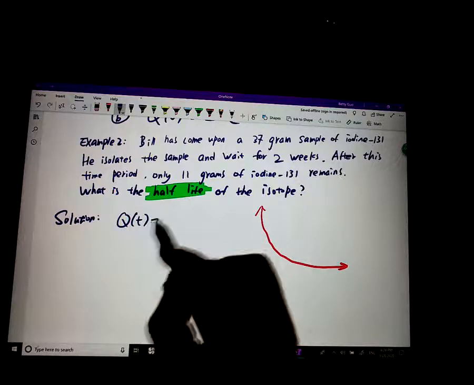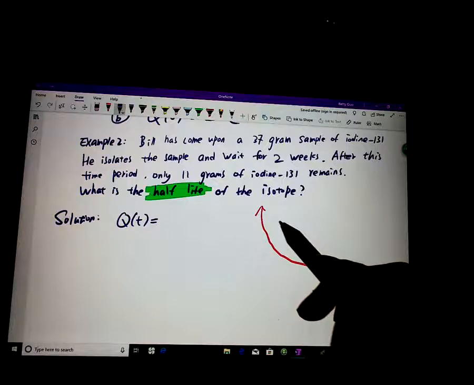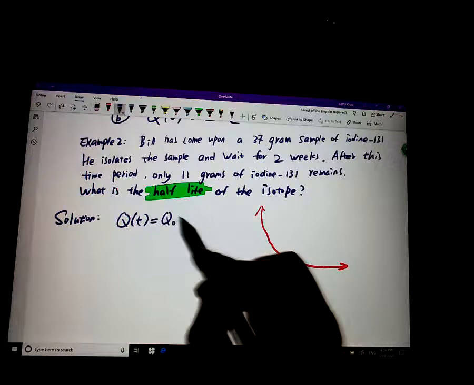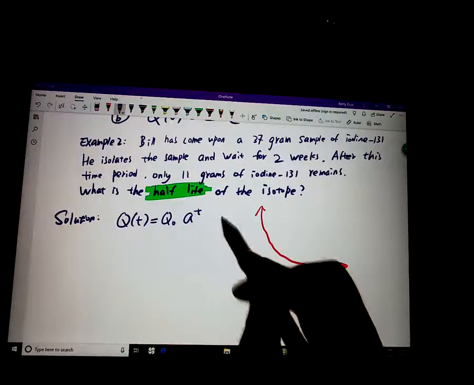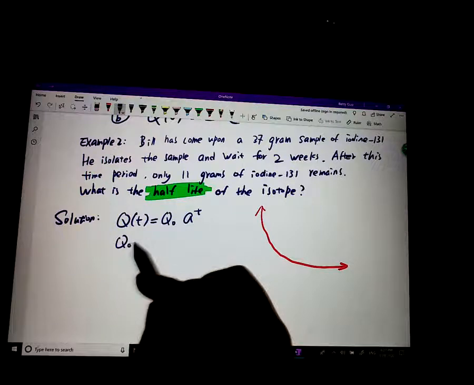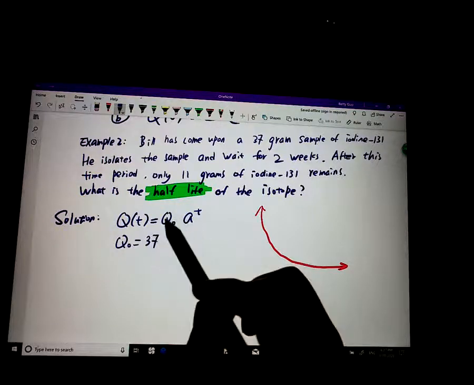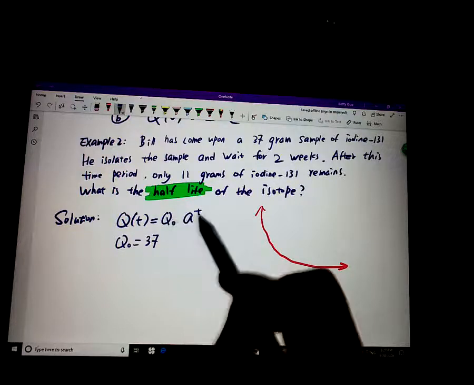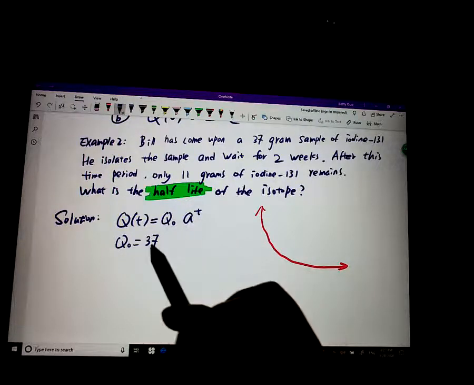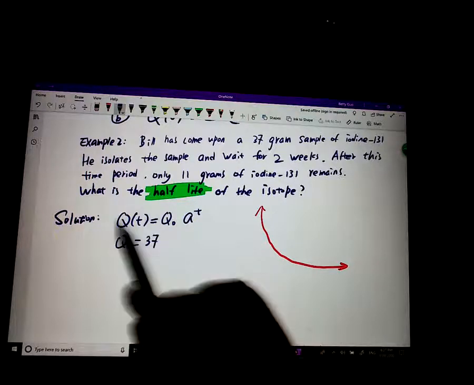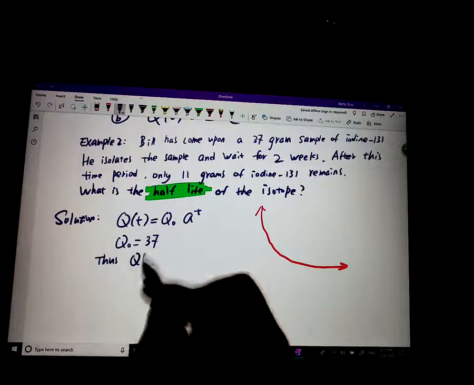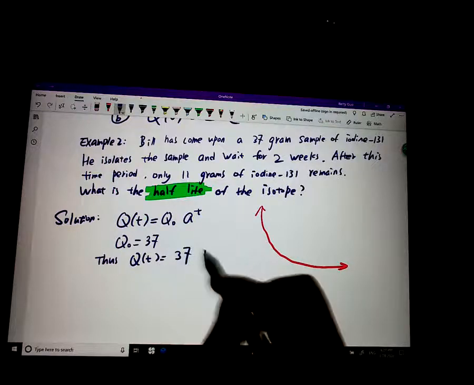Firstly, since this is an exponential decay problem, we have the function q of t equals q sub 0 times a to the power of t. And q sub 0 must be 37. Remember the initial value? In the previous example, the coefficient of the exponential function is the initial value of the population, or the weight. So we have the function q of t equals 37 times a to the power of t.